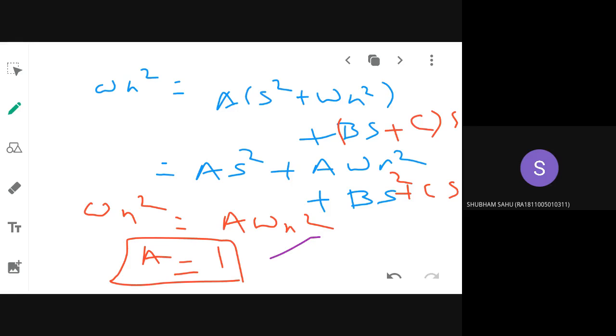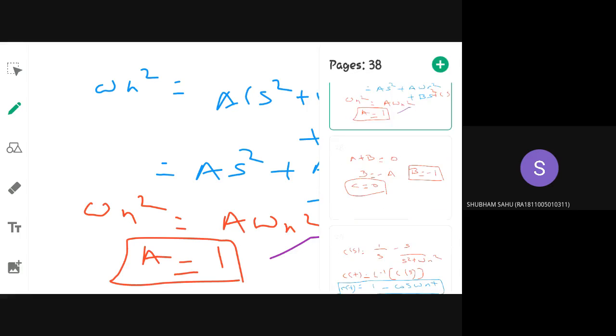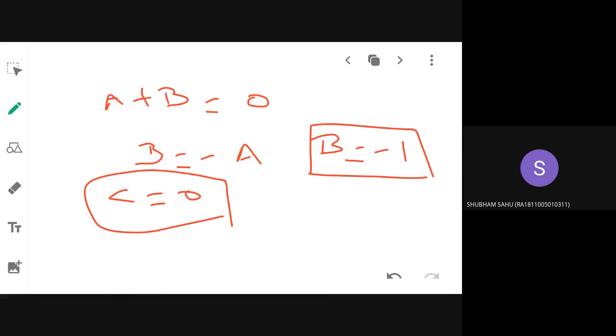Okay. What are the other constants? Same way you equate the s squared coefficient, and the s coefficient, and you will be getting what value for B and C? A is equal to 1, B is equal to -1, and C is equal to 0. These are the answers that you should have got. All got this answer?